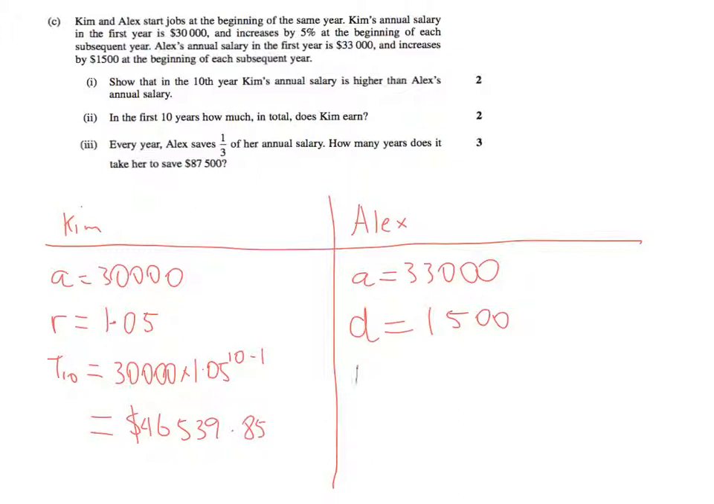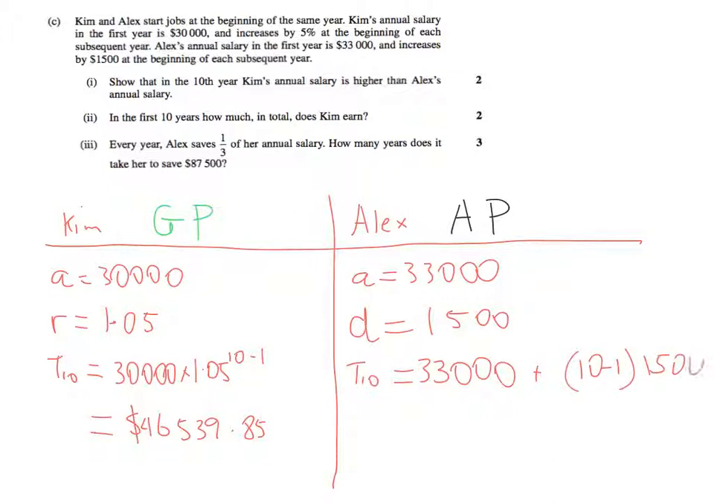Okay, in the same way, T10 over here. Now, let's not get confused. This one is a GP, going up by a percentage. This one is an AP, going up by a fixed amount each year. Okay, so T10 over here is A plus n minus 1, 10 minus 1, multiplied by D. Okay, now if we work that one out by going straight to our calculator, we find that it's 46,500. Okay, so therefore we found that Kim is greater than Alex in the 10th year.